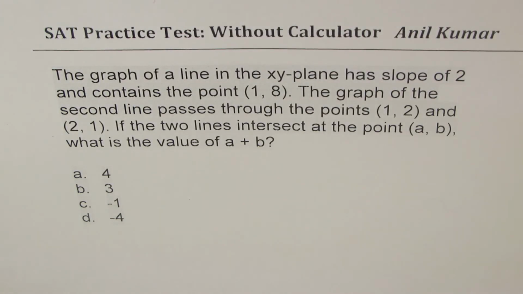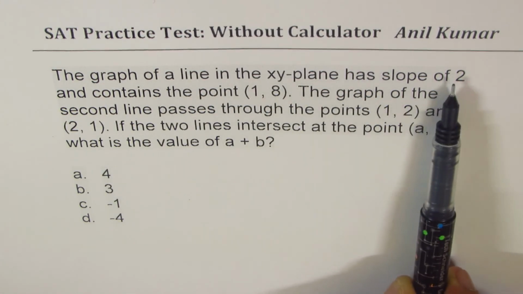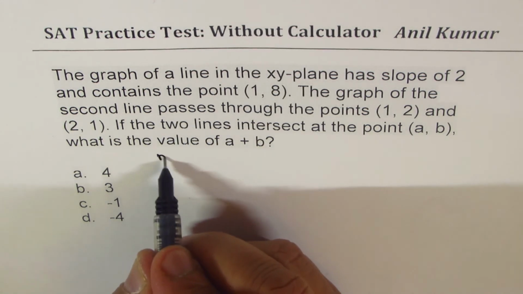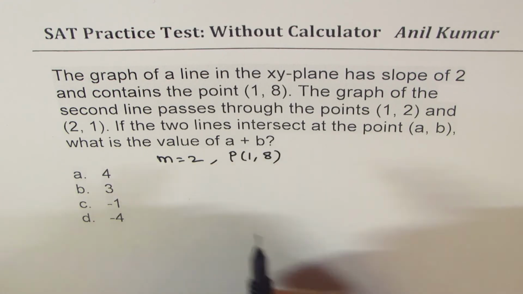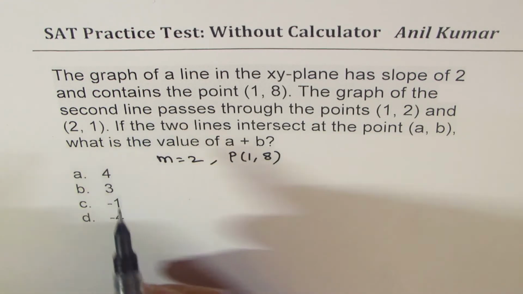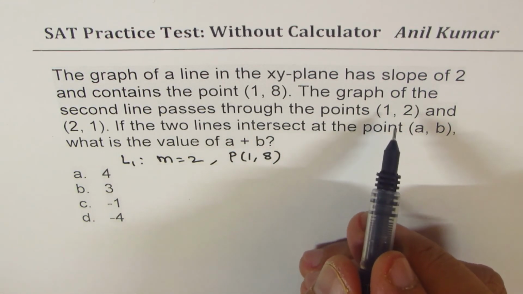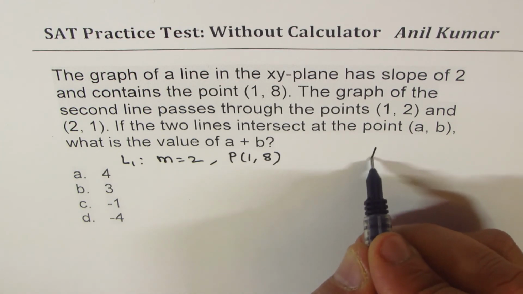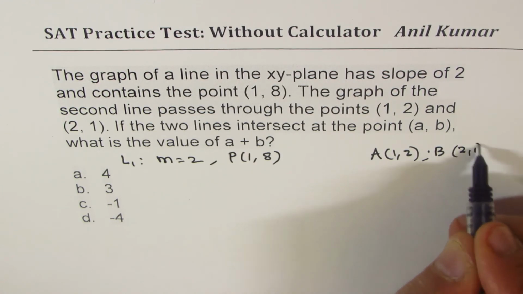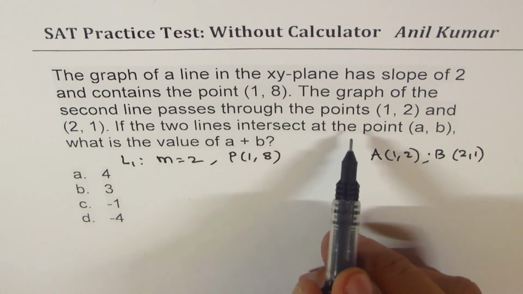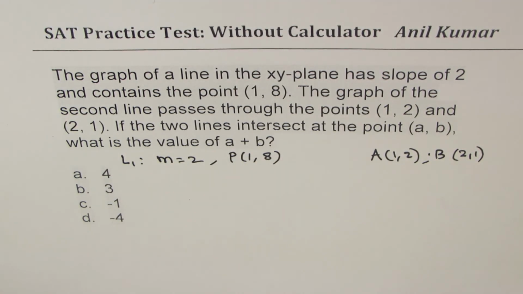The last question here is, the graph of a line in the xy plane has slope of 2 and contains, so we know m equals 2, and contains a point which is 1, 8. The graph of second line, so this is line 1. The graph of second line passes through points 1, 2 and 2, 1. So this one is through point A, which is 1, 2, and B, which is 2, 1. If two lines intersect at a point AB, what is the value of A plus B? So we need to find the point of intersection.